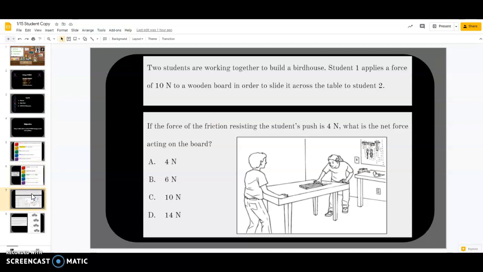First, I'm going to read through the problem. Two students are working together to build a birdhouse. Student 1 applies a force of 10 newtons to a wooden board in order to slide it across the table to student 2. If the force of friction resisting the student's push is 4 newtons, what is the net force acting on the board?